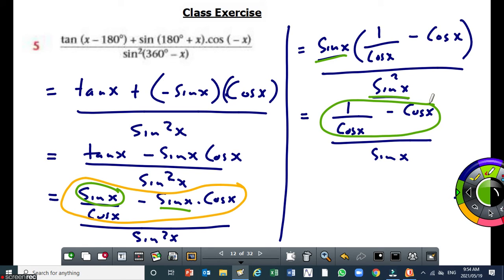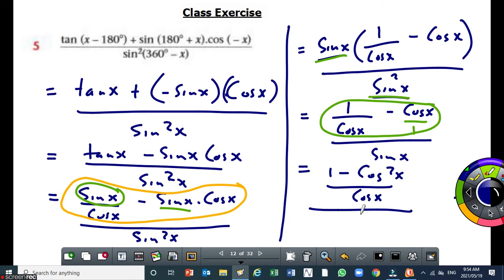To simplify it, the denominator there is a 1, so we find the LCD, which will be what? Cos x. We multiply that cos x by cos x all over cos x. So here it's now algebra. So that becomes cos squared x over cos x, all over sine x. And our main division line is this one here. So on the next page, I'm going to convert this division line to a division what? Division sign.